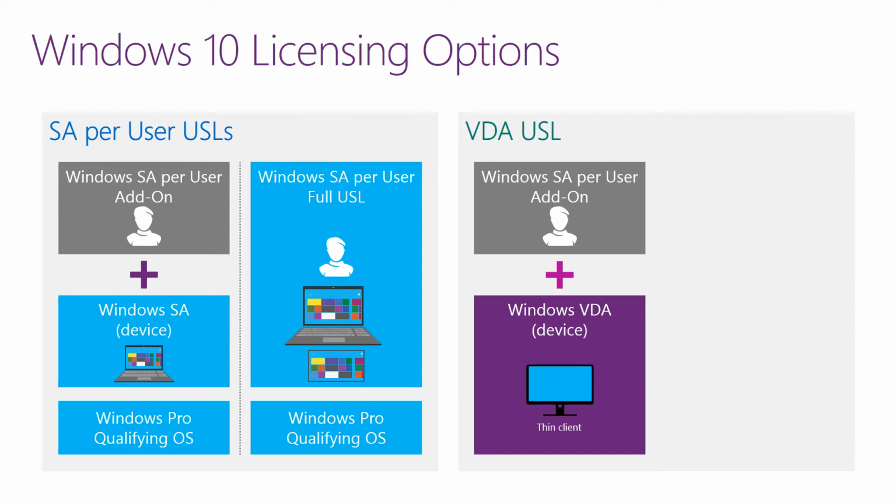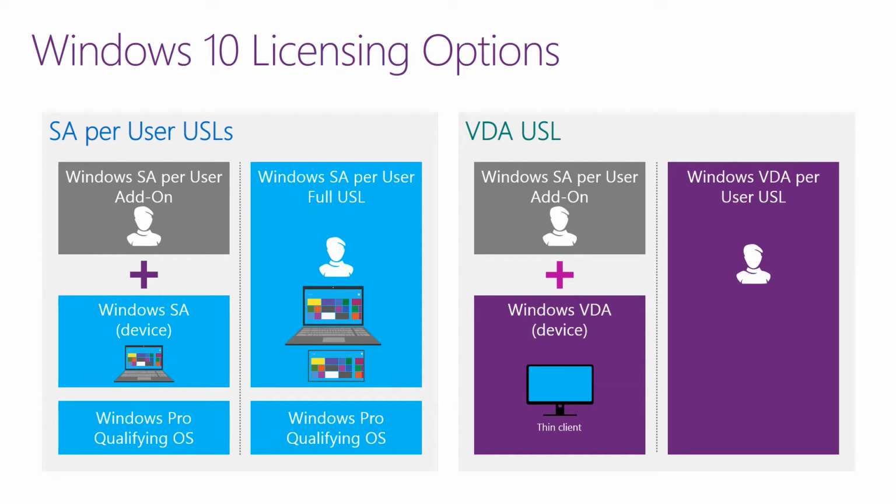What about the customer who really doesn't want to have to track devices or their primary users and just wants a pure licensing model for Windows? Well, that's our final option here, where we can see that we can buy the VDA USL for a user, and they are then licensed for Windows and can use Windows in all the ways that we've talked about.